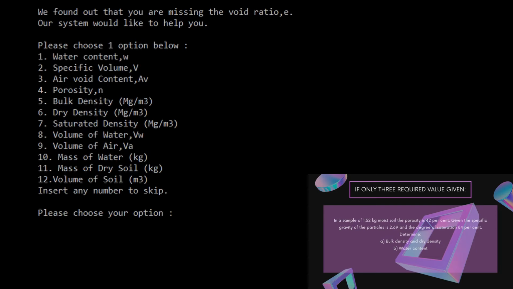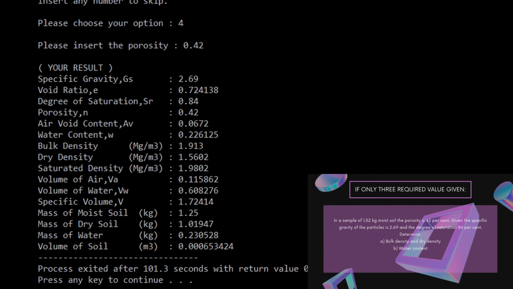Because we don't have the value of void ratio, the system will prompt us to insert any option in order to find the answer to our question. In our question, we have the porosity value, which is 42%. So our option will be 4 for the porosity. So we just insert the porosity value, which is 0.42. So here we have already got our values of bulk and dry density, and also the value of water content.